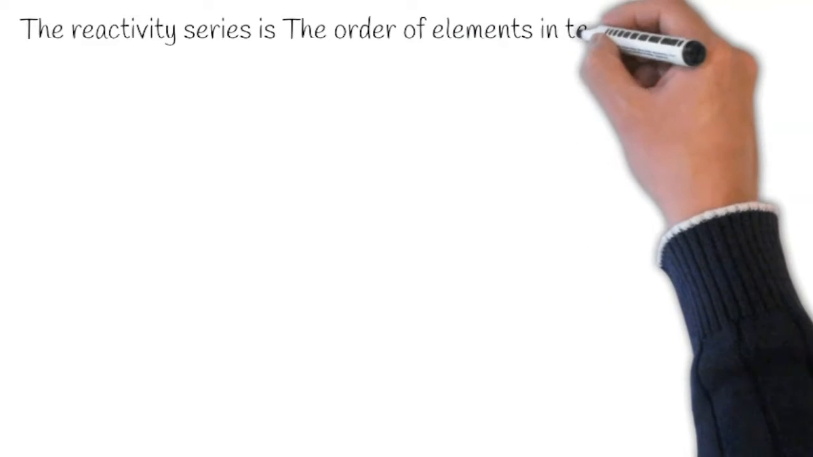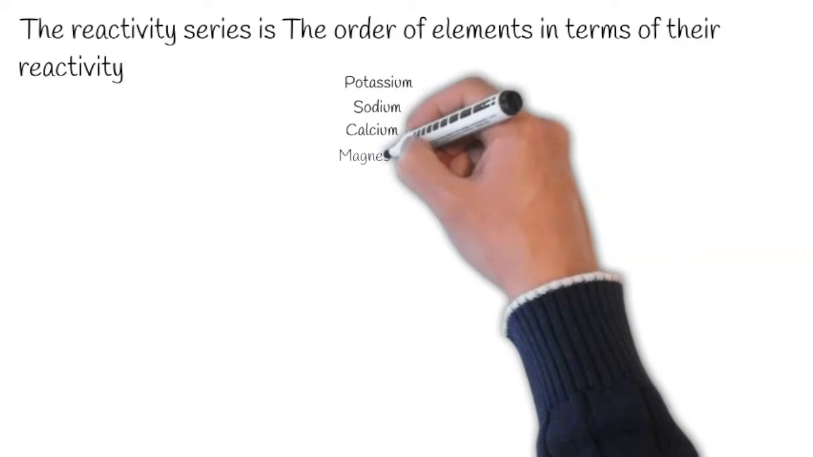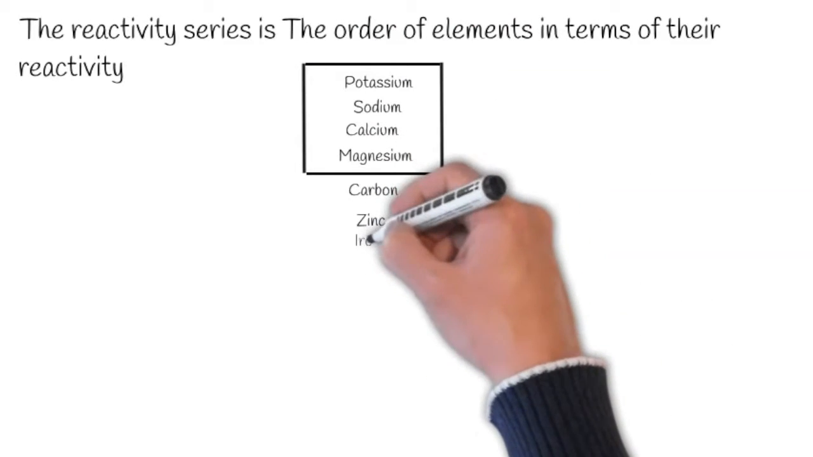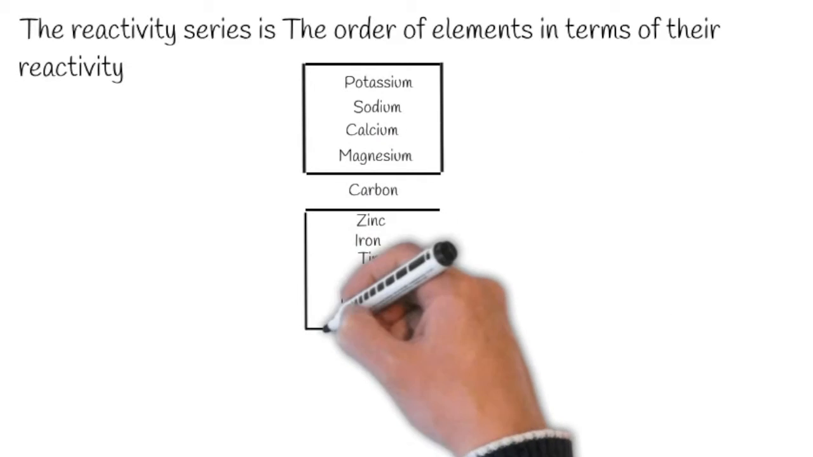The reactivity series is the order of elements in terms of their reactivity. You have potassium and sodium, calcium and magnesium. These are the most reactive. Then carbon, zinc, iron and tin, hydrogen, copper.